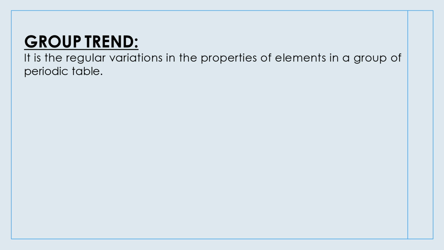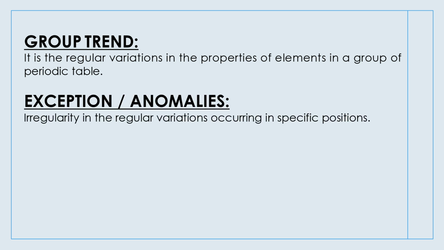It is the regular variations in the properties of the elements in a group of the periodic table. If the behavior throughout the group in the periodic table is regular in the properties of the elements, it is termed as the group trend. But if there is any irregularity or abnormal behavior observed in the specific position of the group, it is called the exception or anomaly. Since we are studying the representative elements, we will discuss the exceptions of the S and P block, as this is part of our curriculum.